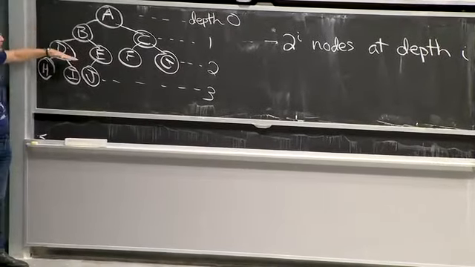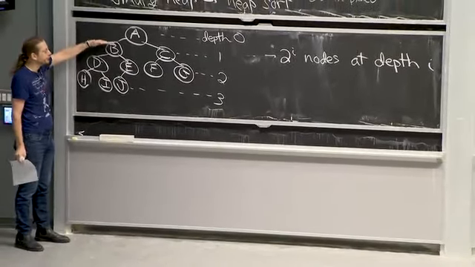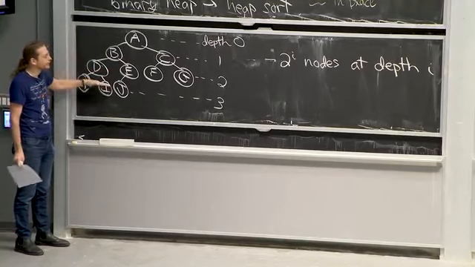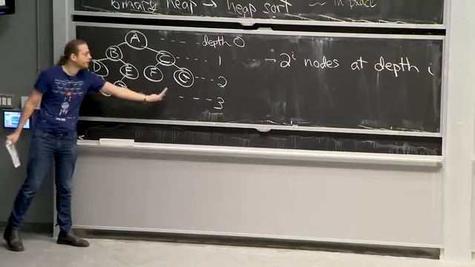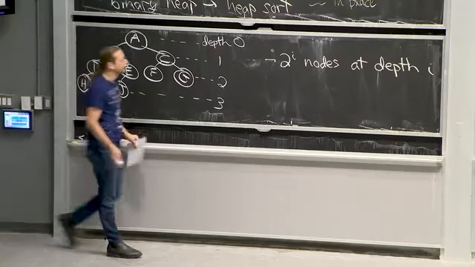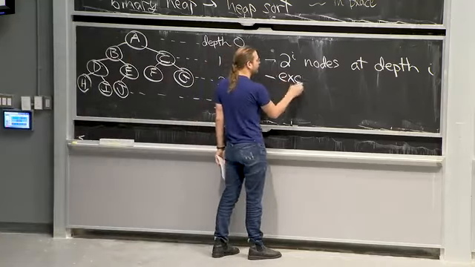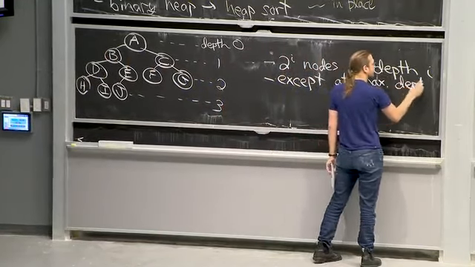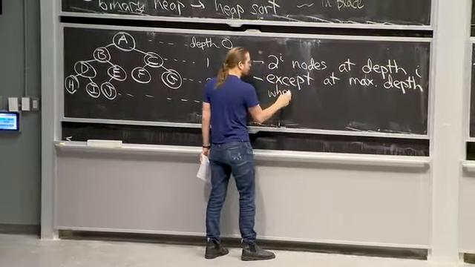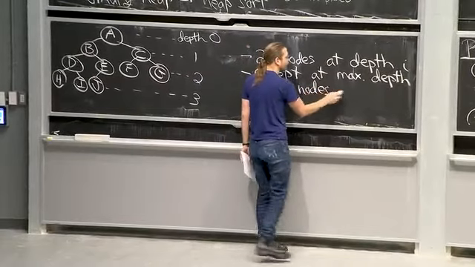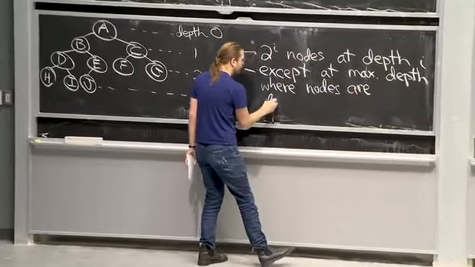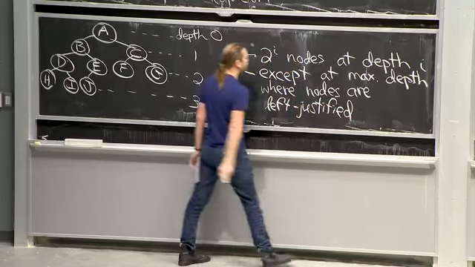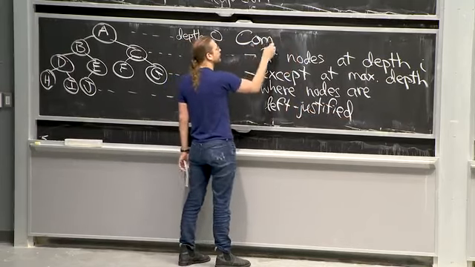I can't always achieve that for any n. And so the next best thing I could hope for is 2 to the i nodes at depth i until the very last i, the largest depth. And in that level, I'm still going to restrict things. I'm going to force all of the nodes to be as far left as possible. So I want to say, except at max depth, where nodes are, I'll call them left justified. And these two properties together are what I call a complete binary tree.